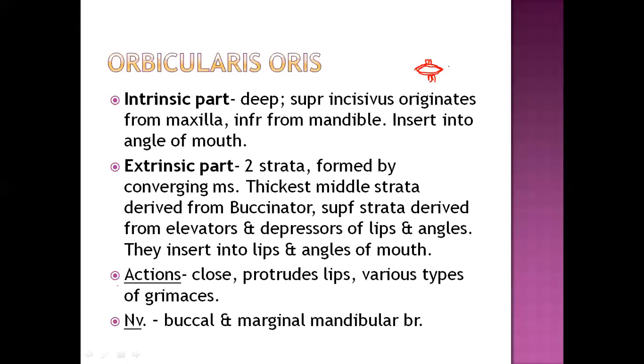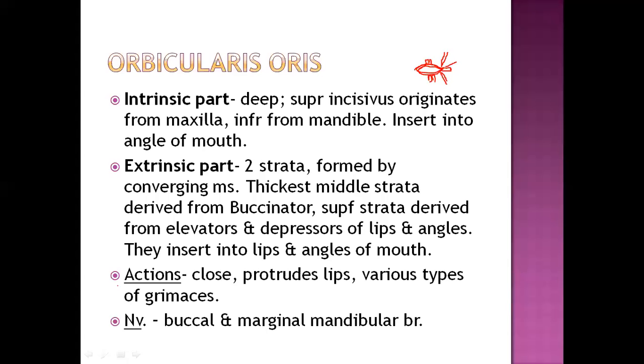And I told you the buccinator muscle is already there, the trumpet muscle. So it will give some fibers, and you find the muscles that are the elevators. They will elevate the angle of the lip. The depressors will depress the angle of the lip. And you see they are the angularis muscle. They will also pull the angle of the mouth.